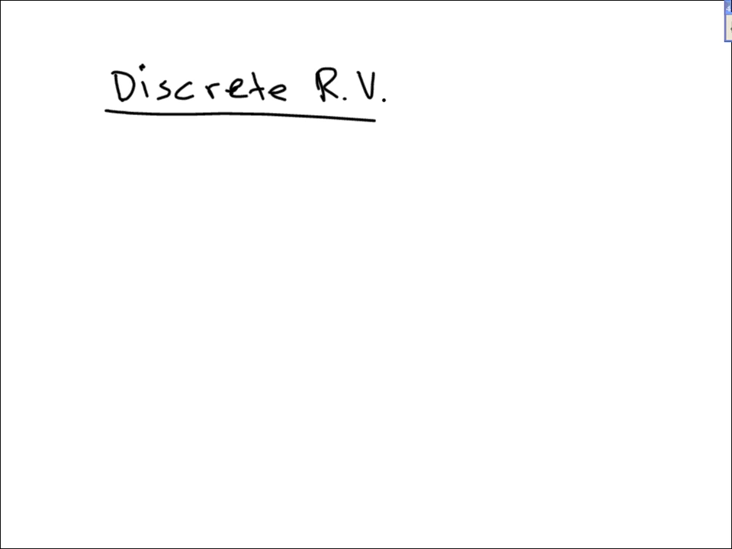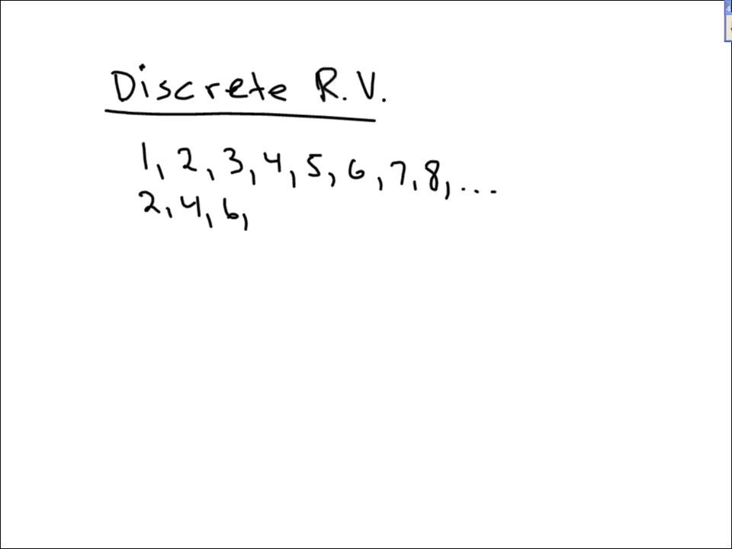A discrete random variable counts things in somewhat of an order, like 1, 2, 3, 4, 5. It might stop, and that would be finite. Or it might go on forever. It can be 2, 4, 6, 8, etc.